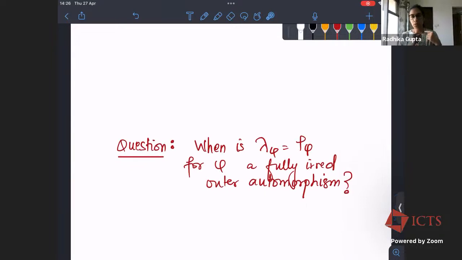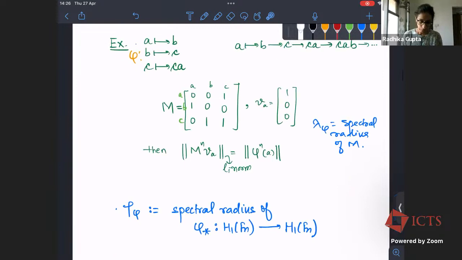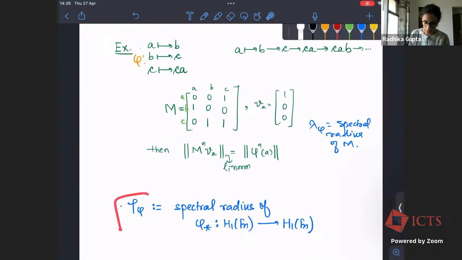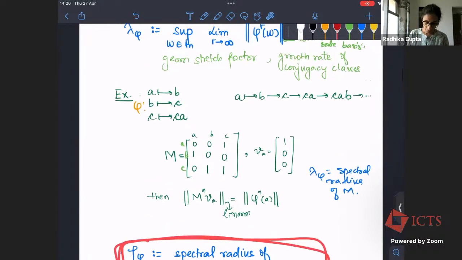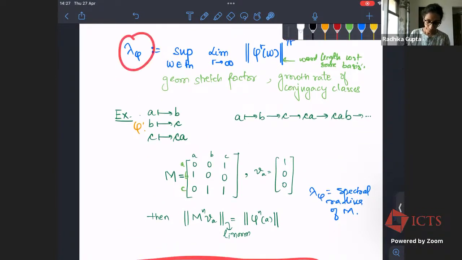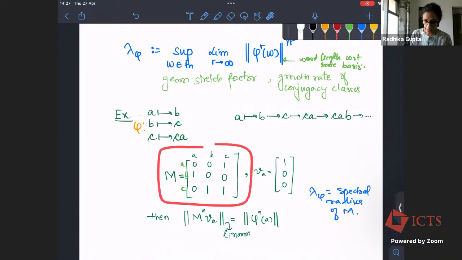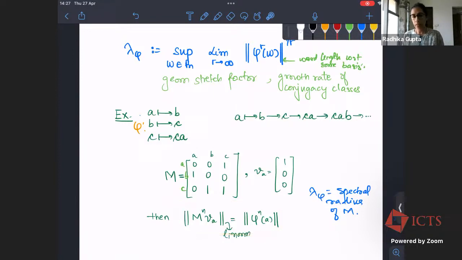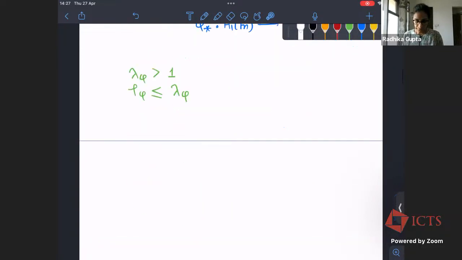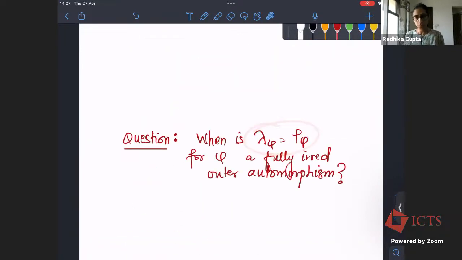So as with the surface homeomorphism case, I ask the question: when are these two numbers equal? When can I use the number from homology to figure out the geometric number, the stretch factor? And why is this useful? Because the spectral radius in homology is a straightforward thing. In my example, the M worked out nicely, it was all positive, there was no cancellation happening anywhere, so I got this equality. But in general, I might not be able to do this for arbitrary automorphisms. So it would be nice to know when these two numbers are equal.